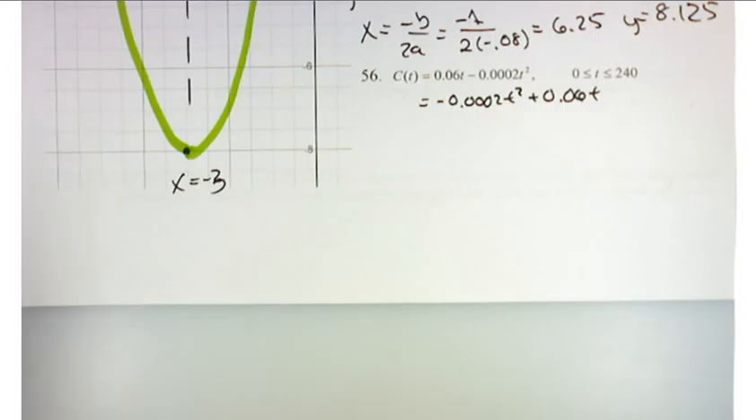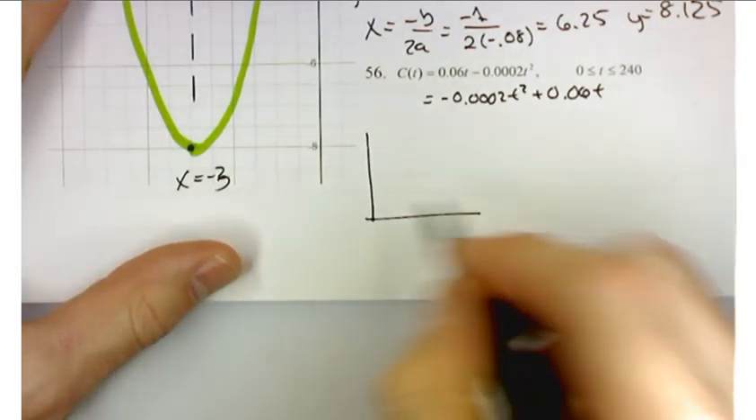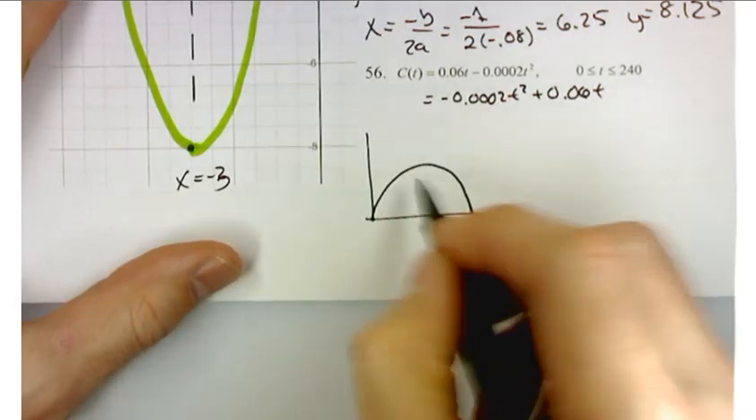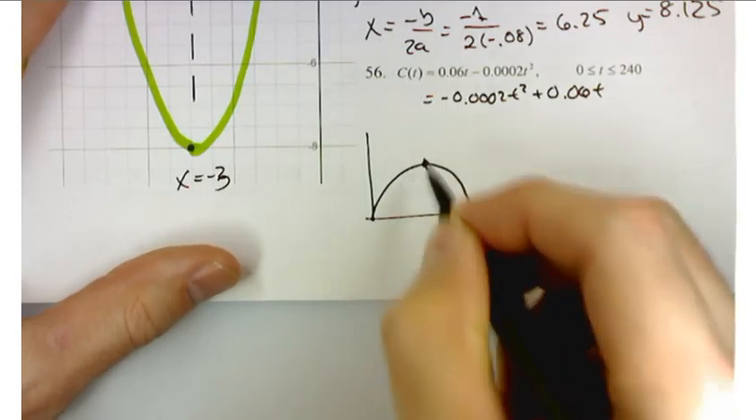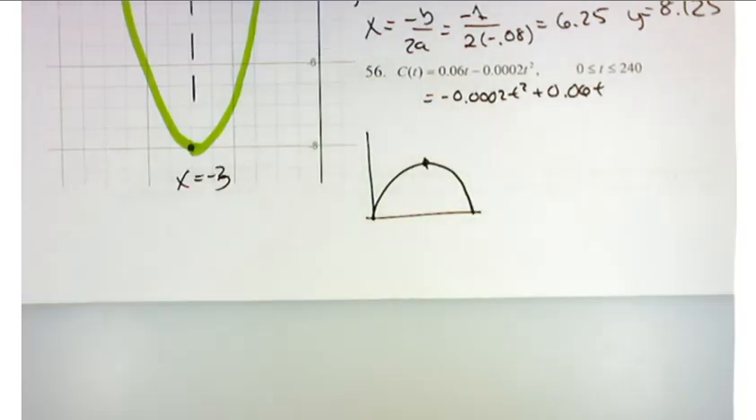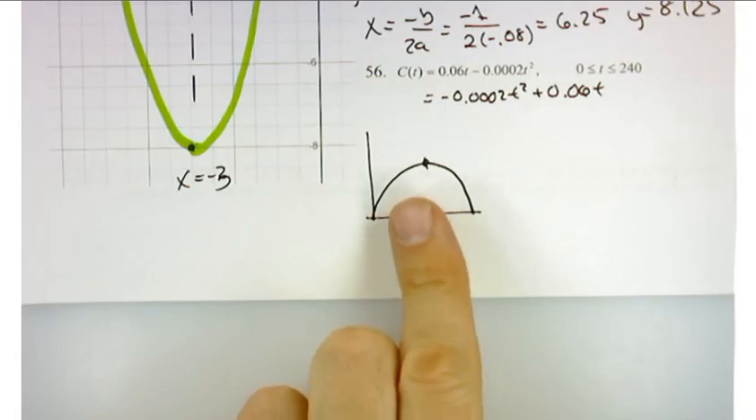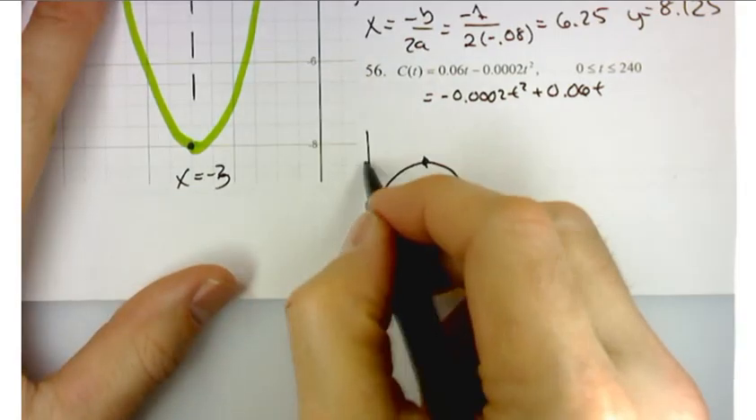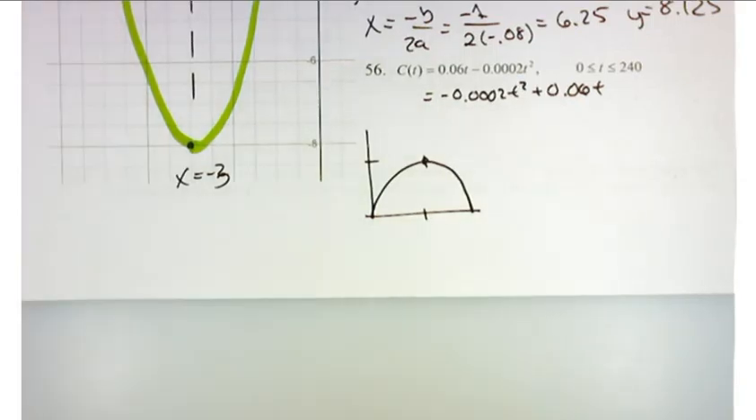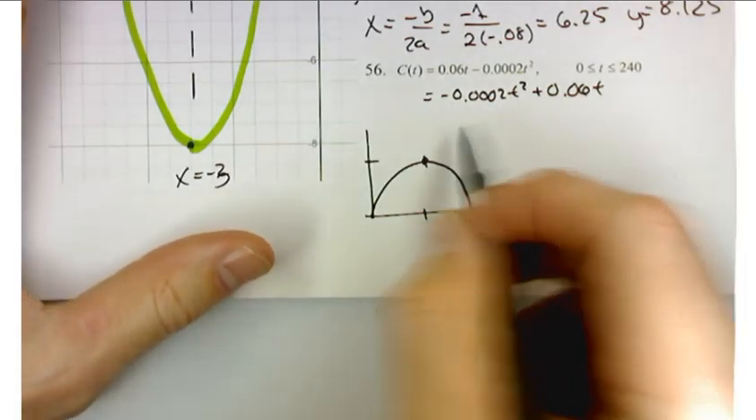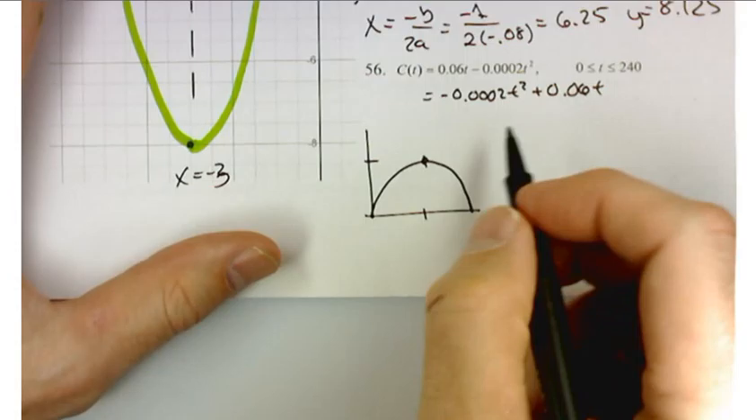All right, so the graph has to look like this somehow. What's that tell you about the vertex? If the graph faces down, is that vertex a minimum or a maximum? Maximum. If they want to find out what the maximum concentration is, that's the y-coordinate of your vertex. When it occurs is the x-coordinate of your vertex. So it's just another application of finding the x-coordinate of your vertex and then the y-coordinate from there.